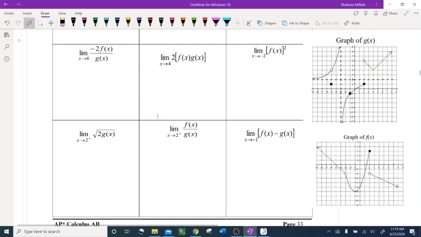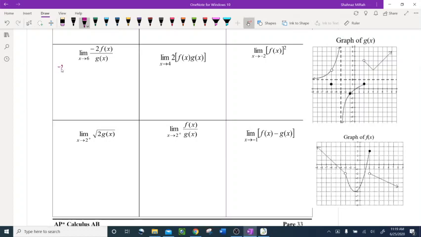Hi everyone, let's talk about part 2 of limit properties. The questions I have up here involve division and multiplication now. So limit as x approaches 6 of negative 2 f of x divided by g of x. I have to apply my properties first and then we go from there.